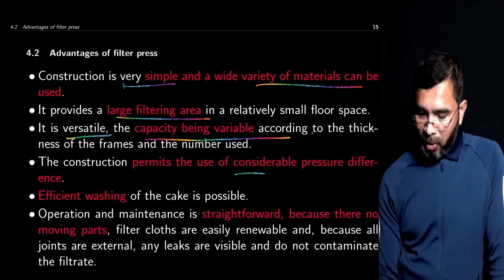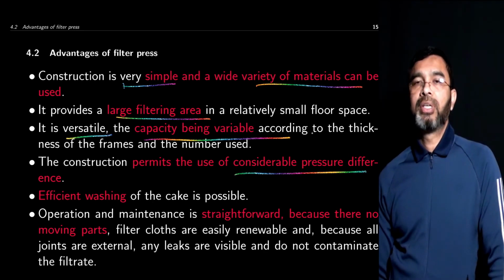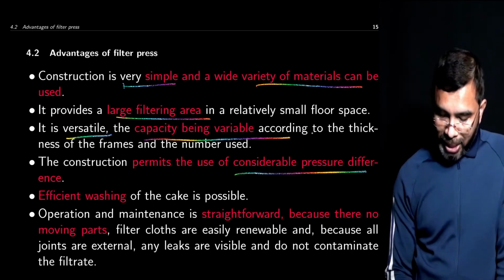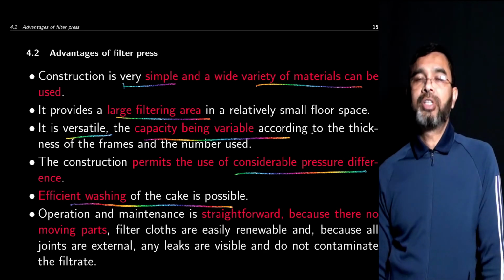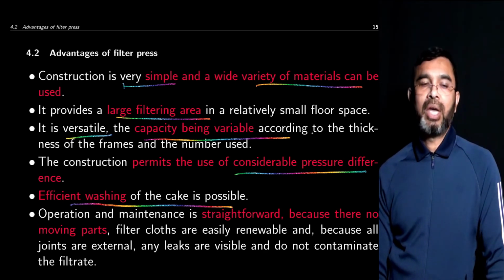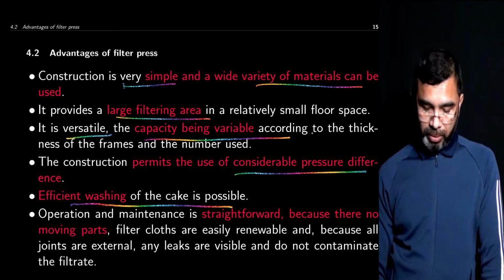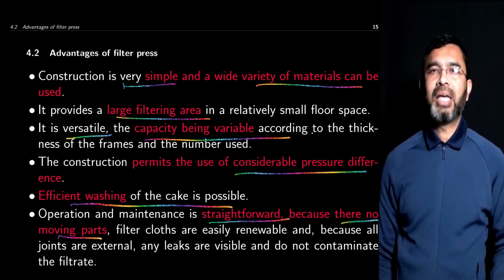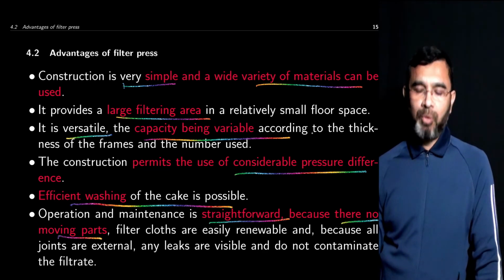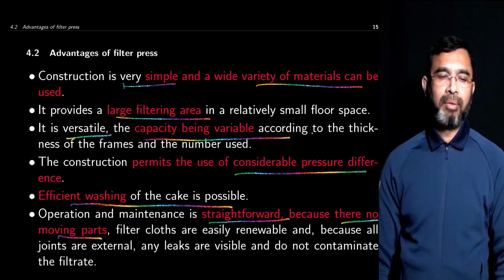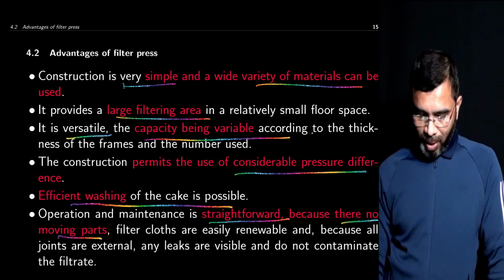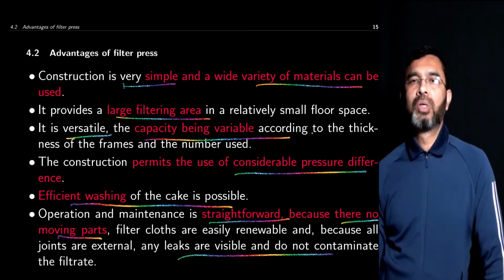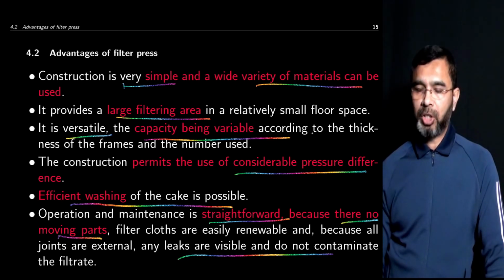It permits the use of considerable pressure difference. So with the pressure difference, you can maintain the flow of the filtrate. So in that way, it's also an efficient operation. The washing of the cake can be done efficiently simply because using the same water channels, the cake can be washed. The operational maintenance is straightforward because there are no moving parts. You will see one of the key aspects in machinery design is whether there are lots of moving parts or not. And in that sense, the plate and frame filtration process is quite simple and easy to maintain. And for operational issues, any leaks are visible, so you can easily identify any maloperation of the process.